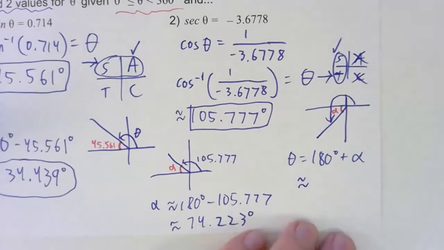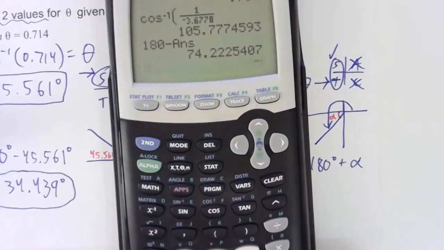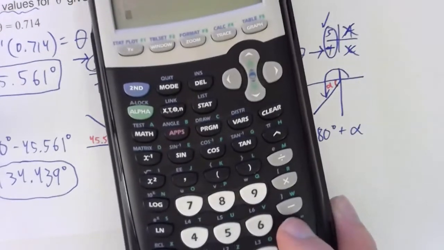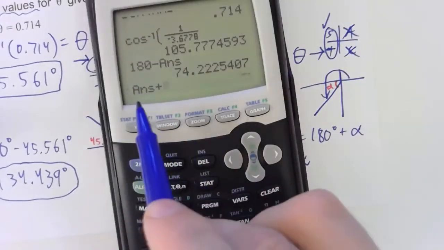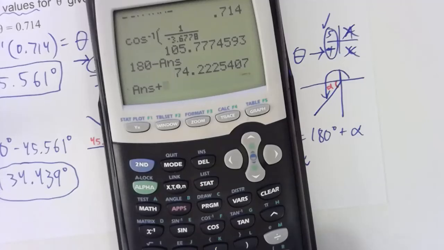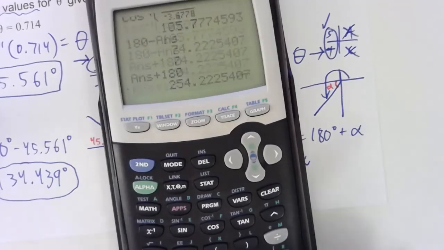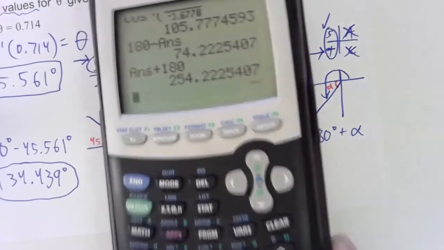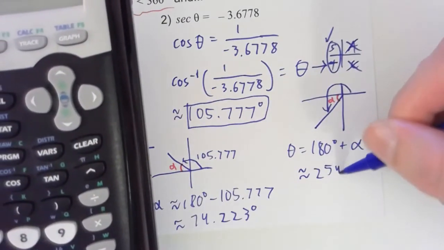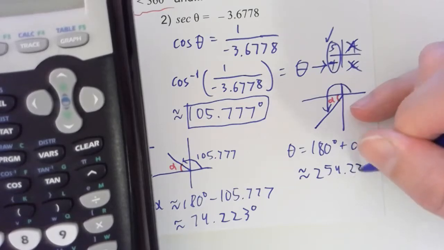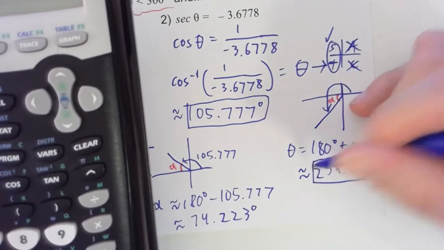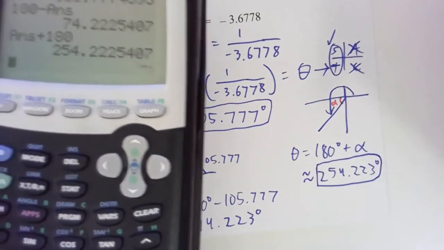All right, so take this here, a nice lazy slash efficient shortcut. If you just hit the plus button, without doing anything else, it'll put the Ans in there for you. It'll take your previous answer, Ans, and then we'll add the 180, and we get our other answer. Okay, about 254.223 degrees.